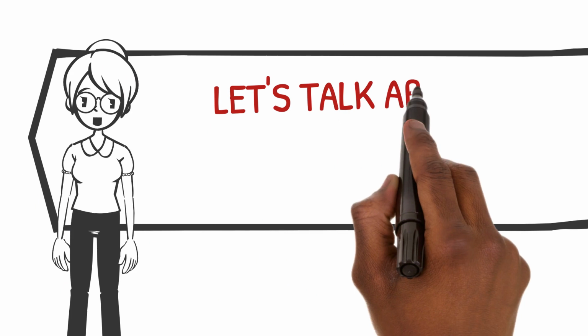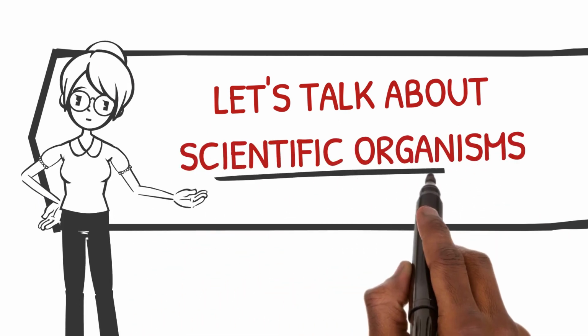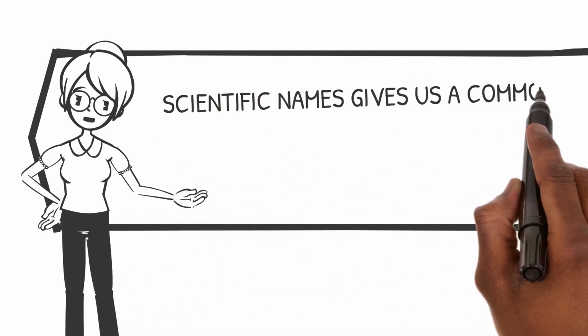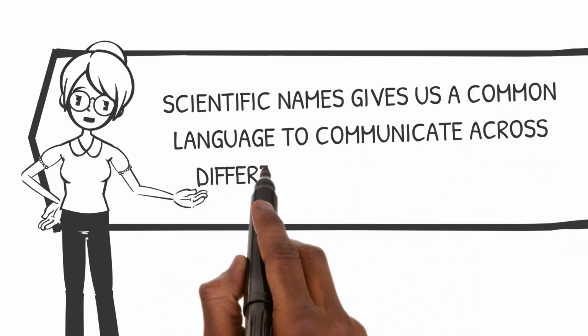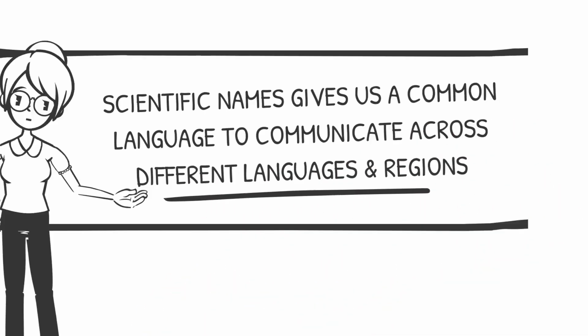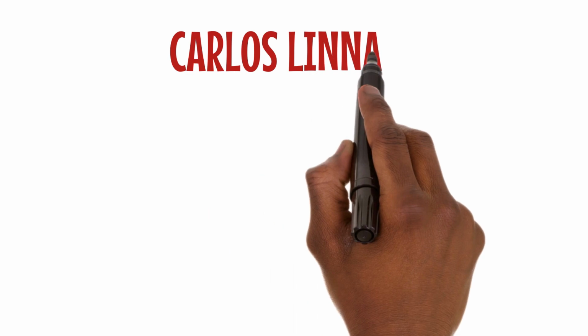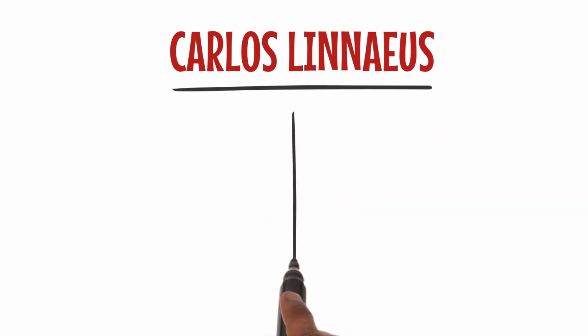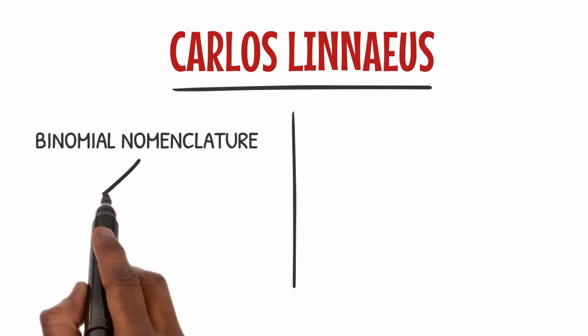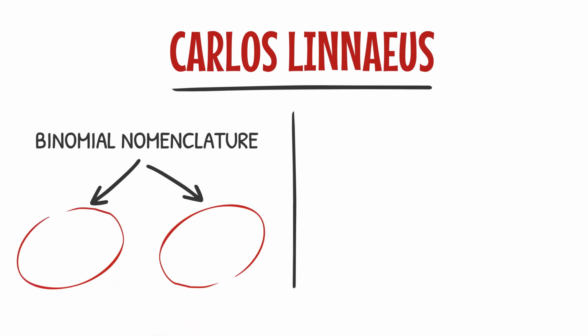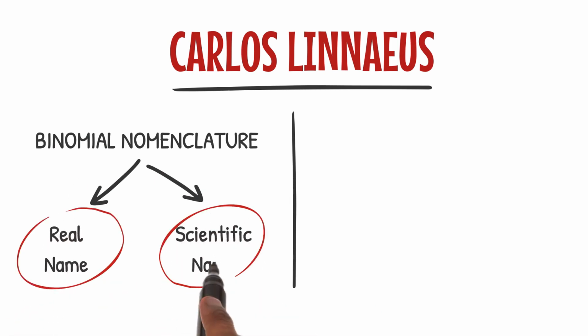Now, let's talk about scientific names. Scientific names give us a common language to communicate across different languages and regions. We owe the system of naming organisms to the great scientist Carolus Linnaeus. He introduced binomial nomenclature, which means every species has a two-part name.